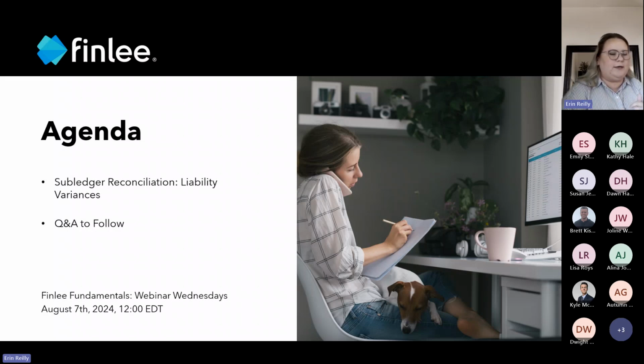I thought that was probably the best use of our time today in researching liability variances. I'm sure I've worked with most of you directly on addressing liability variances, so you'll know that I'm like, okay, download the search ledger. I say it almost every single time we're talking about liability variances. So that's where we're going to pick up today.